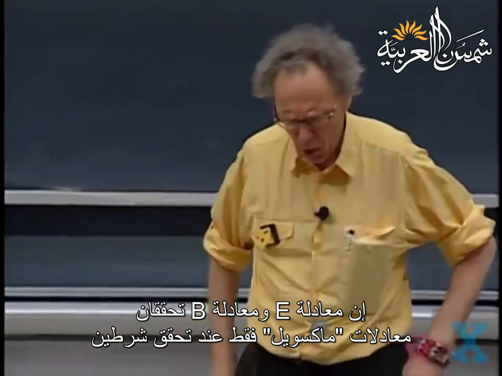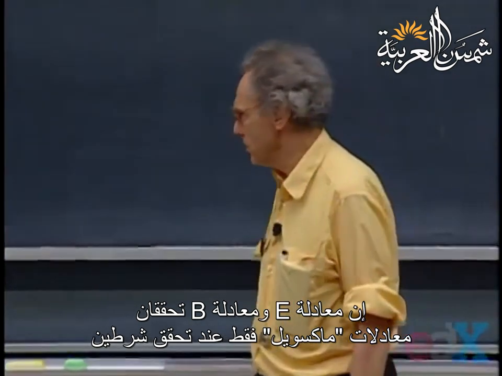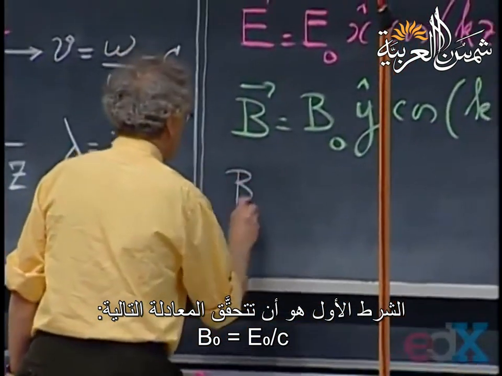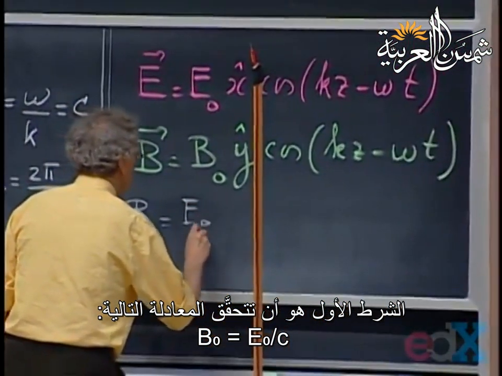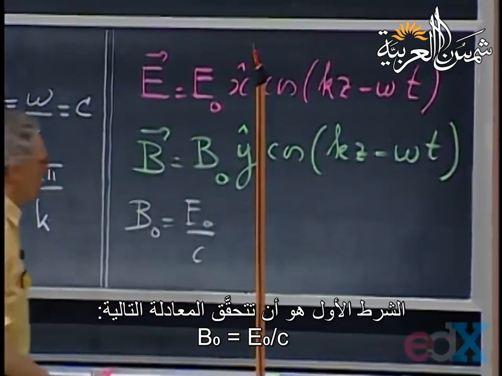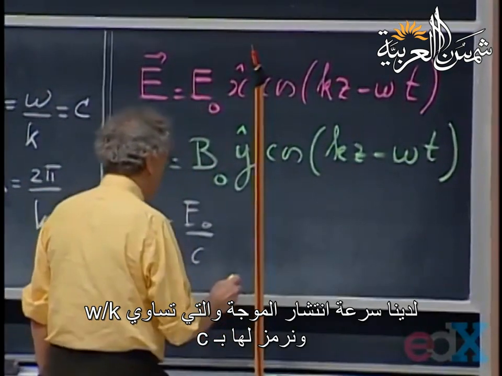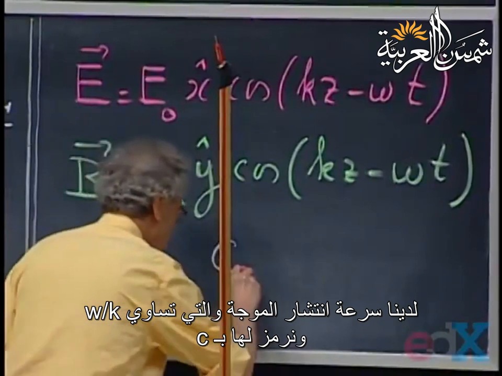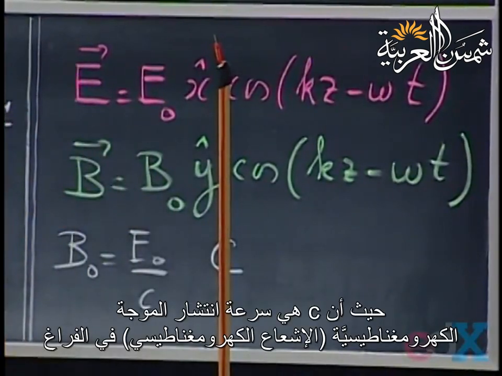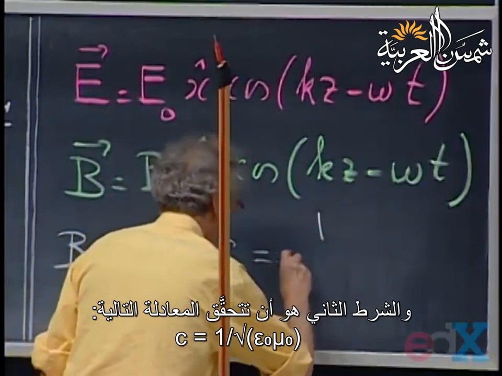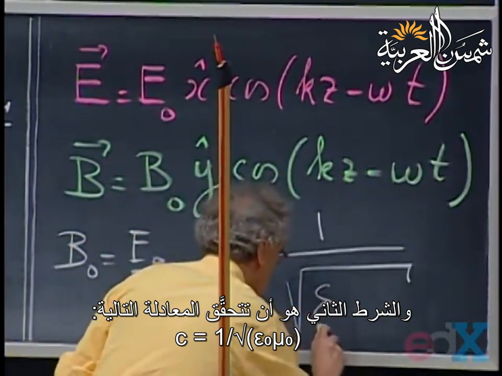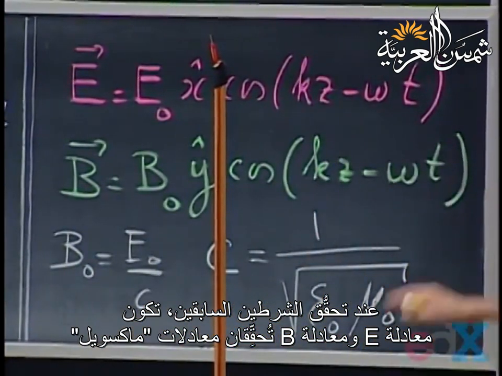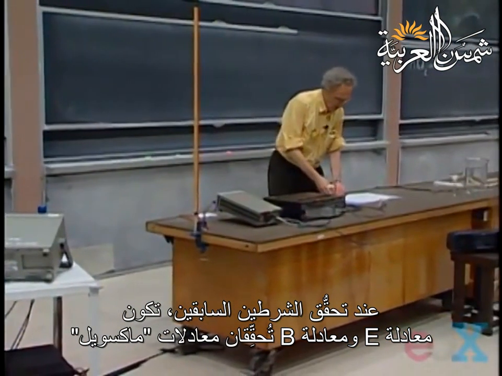These equations only satisfy Maxwell's equations under two conditions. And one condition is that B zero is E zero divided by c. And the other condition is that omega divided by k, which is the velocity with which it propagates, I will call that c. In vacuum, we call the velocity of electromagnetic radiation c. If that is one divided by the square root of epsilon zero mu zero. If that's the case, my two equations will satisfy Maxwell's equations.